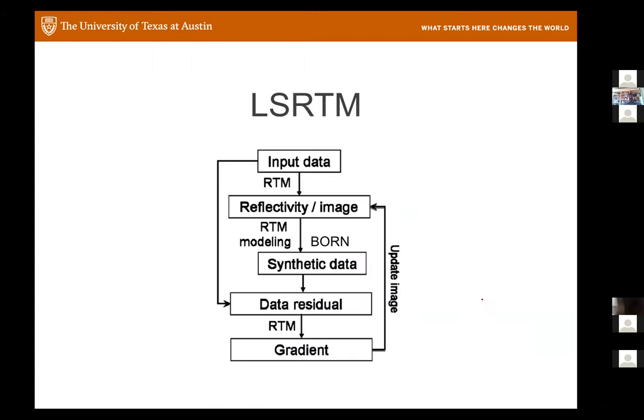Now, in least squares migration, right now I'm just telling you what is done without getting into the details of the mechanics. First you take the input data, you do an RTM, so you get a reflectivity image. Then you take the image and do some kind of Born modeling to generate synthetic data. You compare with the input data, you get the residual, and then you RTM again, and you update your reflectivity image, again do the modeling. Here, your model parameters are reflectivity, okay? The velocity is fixed. We don't change the velocity.